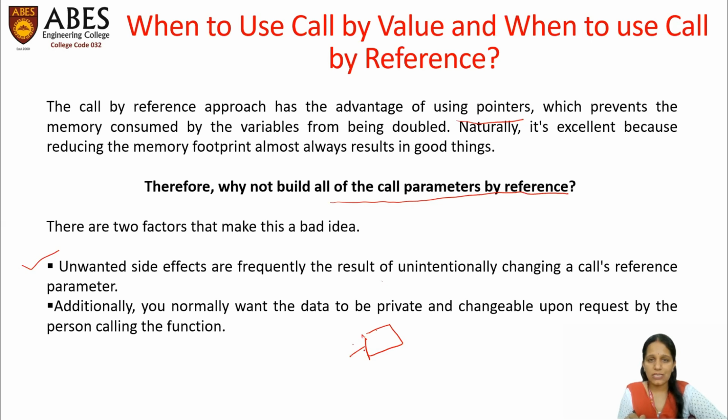If the value was 10 and in the function we change it to 20, then it will get changed. So definitely there are some side effects. Similarly, you normally want the data to be private and changeable only upon request. A function uses the concept of reusability, so if something is using our code again and again and changing the value, then definitely it will not remain private, right?